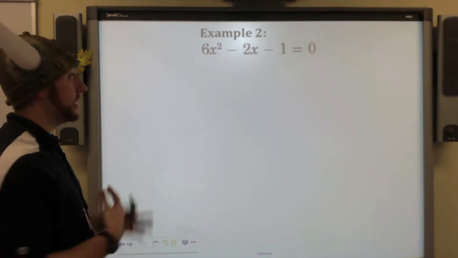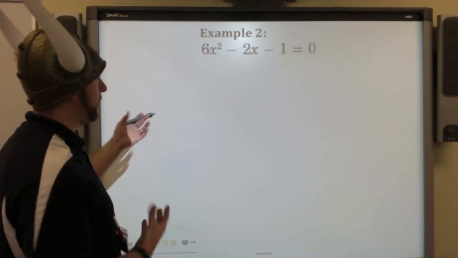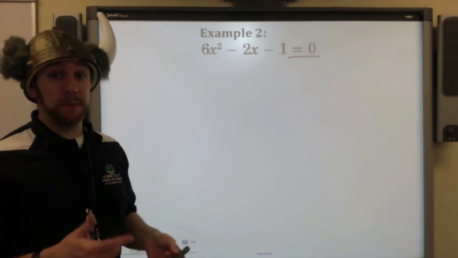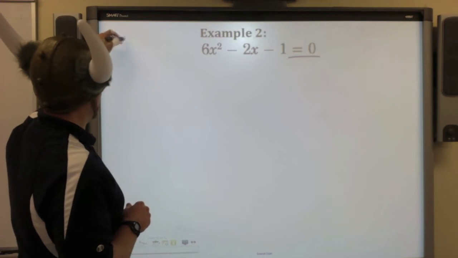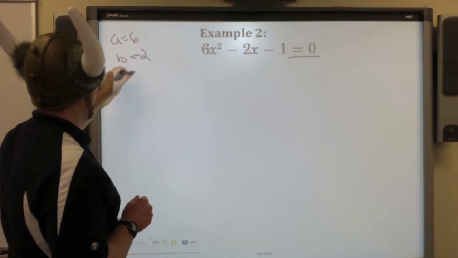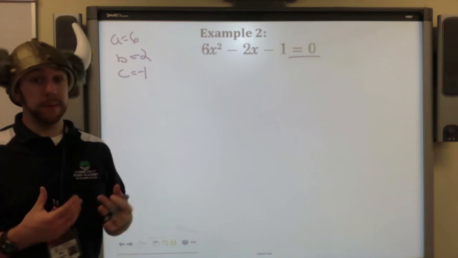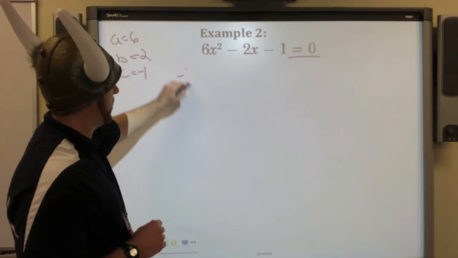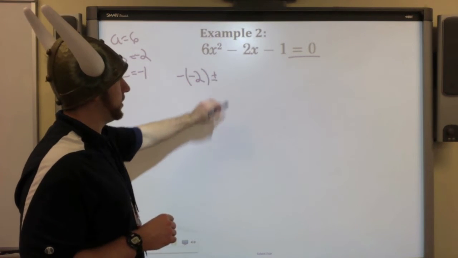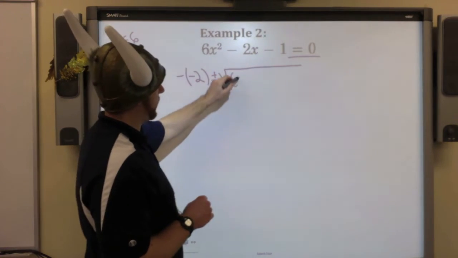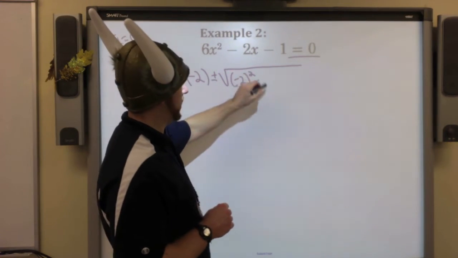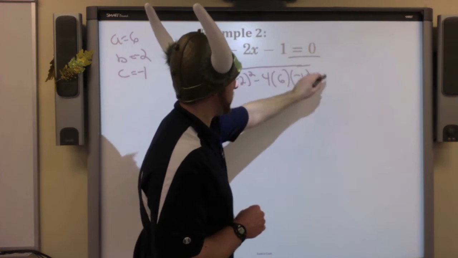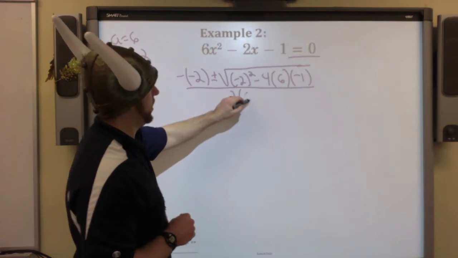This is example 2. It's a little bit more complicated, but it's the same principle. First up, always get it equal to 0. Then identify a, b, and c. A is 6, b is negative 2, c is negative 1. Remember, signs matter. So, opposite of b plus or minus the square root of b squared minus 4ac, all over 2a.